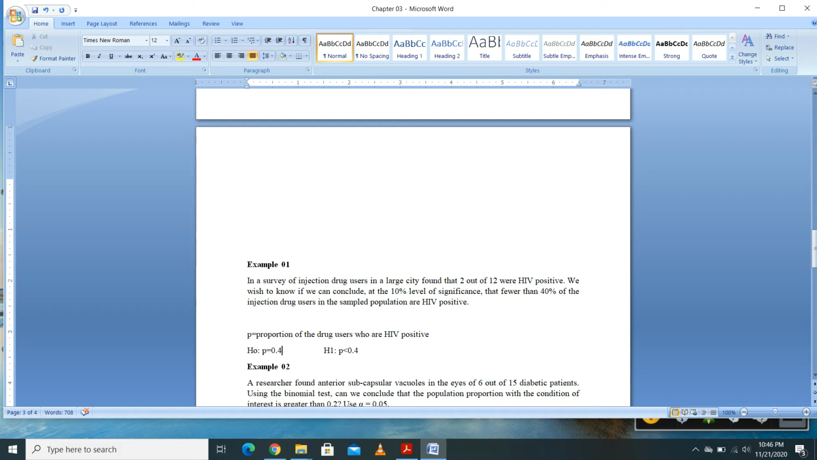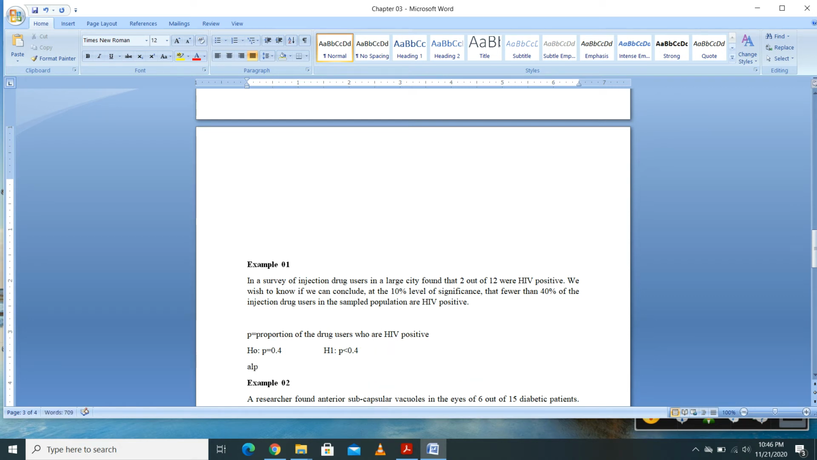Alright, so first we write down the hypothesis. Now the second step is we have to calculate. Now they have given the alpha value, so we have to do the test at the 10% level of significance, so we take alpha as 0.1. That is also there, and here we have the sample size. I will just note it down. The sample size is equal to 12.